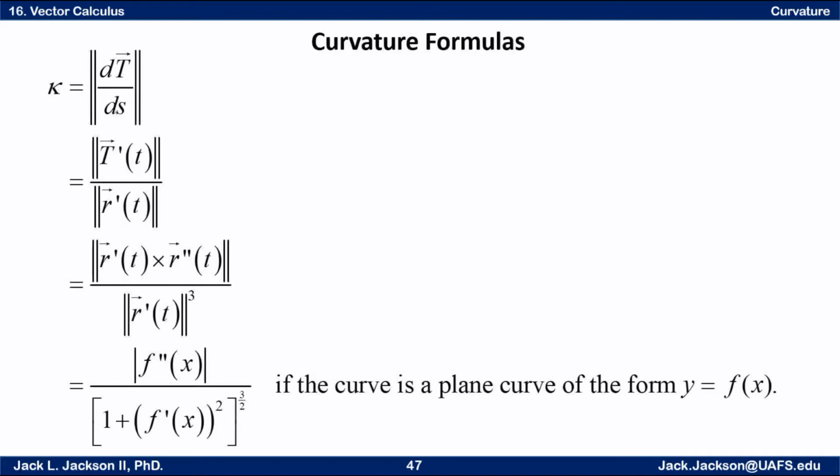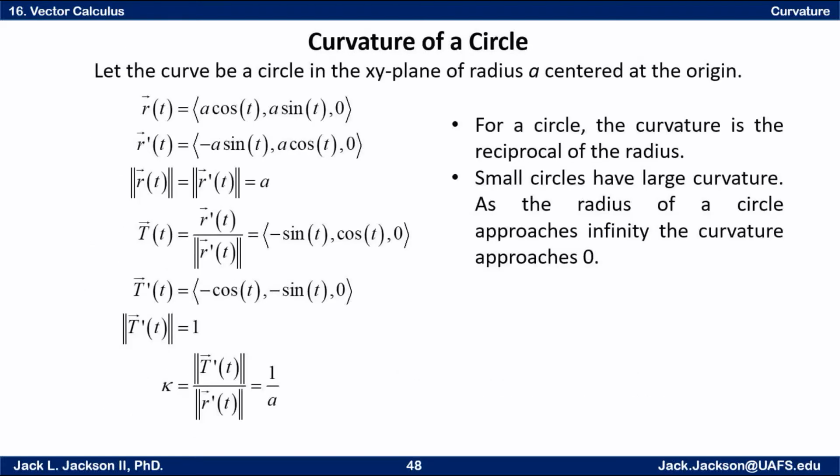And for a specific case of a curve that's a plane curve of the form y equals f of x, then this reduces to, or is alternately seen as, the absolute value of f double prime divided by 1 plus f prime of x squared. The whole expression in the denominator is raised to the 3/2. We'll do some examples of some of these things in a later video, but I want to talk about one more thing about curvature first.